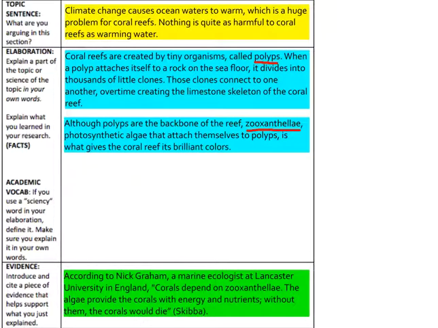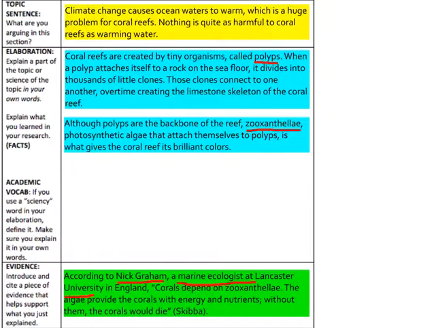According to Nick Graham, a marine ecologist at Lancaster University in England, corals depend on zooxanthellae. The algae provide the corals with energy and nutrients. Without them, the corals would die. So I chose a piece of evidence that helped me to really explain how the coral was dependent on the zooxanthellae, those photosynthetic algae. I want you to notice here that I'm not only telling you who the person was that said this, but I'm telling you why they're an expert. He's a marine ecologist at Lancaster University.